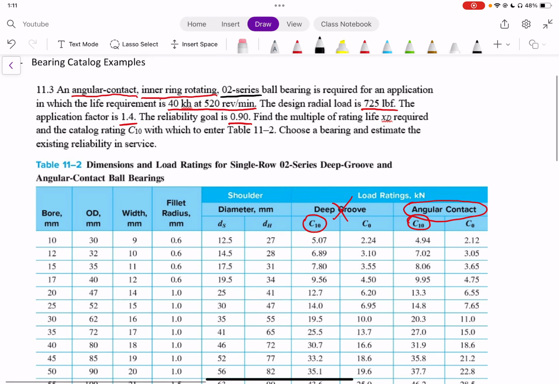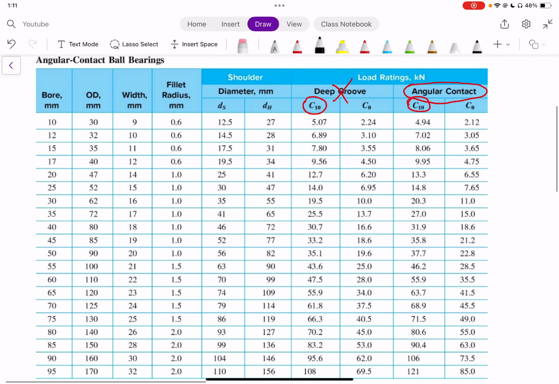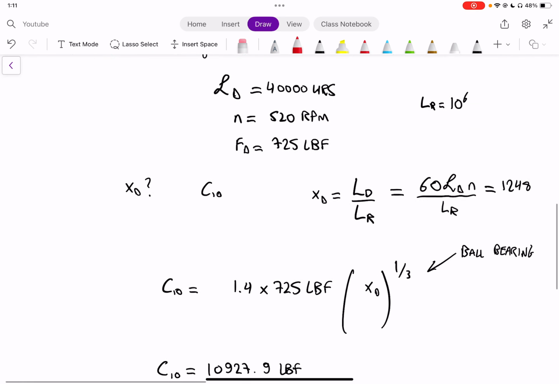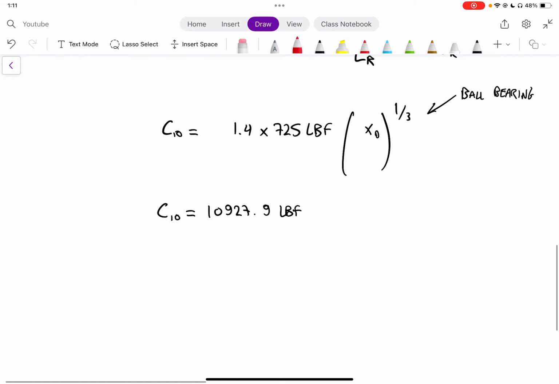So in order to choose a bearing, we're going to go into this table and try to figure out what bearing could work, based on our value of C10 versus the value of C10 that we have in our problem. In order to come up with that, we need to convert our pound force to kilonewtons first, because the table is in kilonewtons.